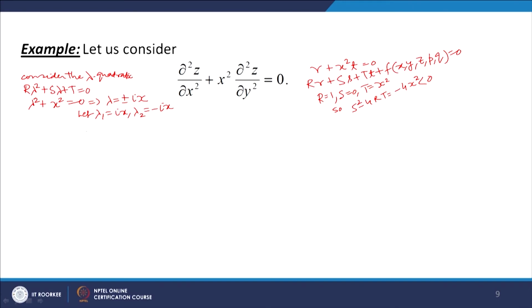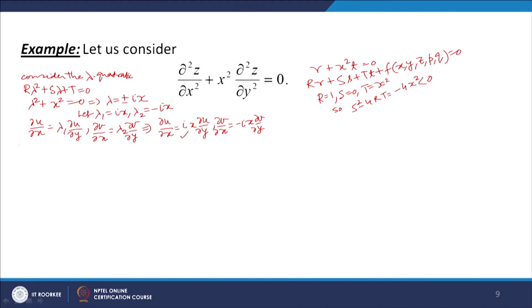So, what we get is, we proceed in this manner, delta u by delta x equal to lambda 1 delta u by delta y and delta b by delta x equal to lambda 2 into delta b over delta y. So, they will give you delta u by delta x equal to lambda 1 is i x, so i x into delta u by delta y and delta b by delta x equal to minus i x delta b by delta y. Now, so let us take this equation, okay.